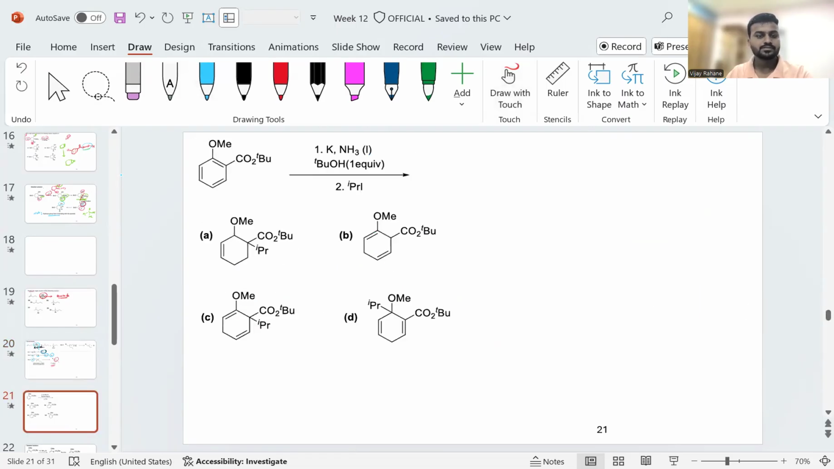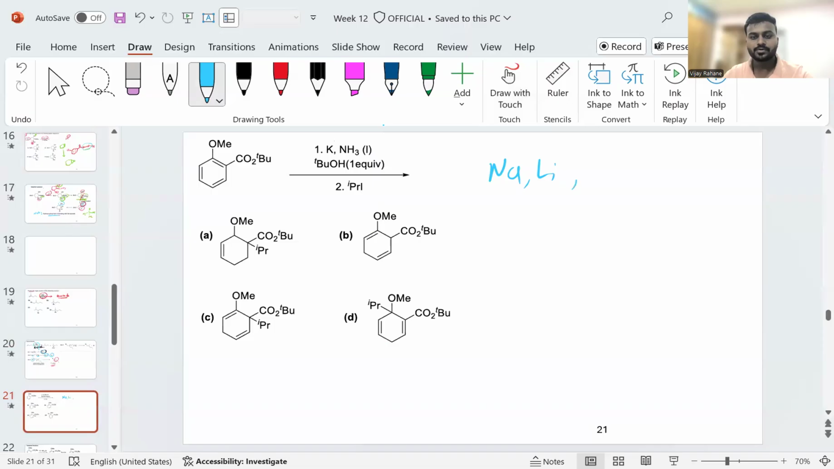Here is another question. This question is not from only week 12. Now I take the question randomly from week 1 to 12 topics. This question is basically the type of Birch reduction. So here we know in the Birch reduction reaction, metals like sodium, lithium, or potassium are used in liquid NH3, and it forms the metal radical, which is stabilized by the NH3, this N type.